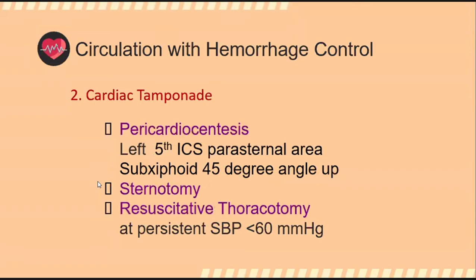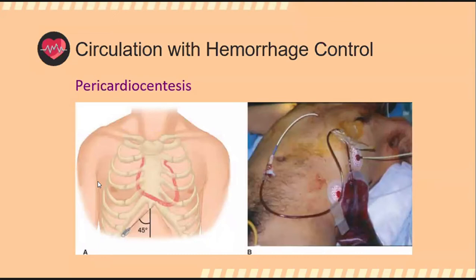So the immediate management is pericardiocentesis. The location is the left fifth ICS parasternal area, directed 45 degrees to your left. But nowadays what we mostly do is ultrasound guided, so those landmarks are no longer strict. Wherever there is the best window for pericardiocentesis, that is where we puncture.